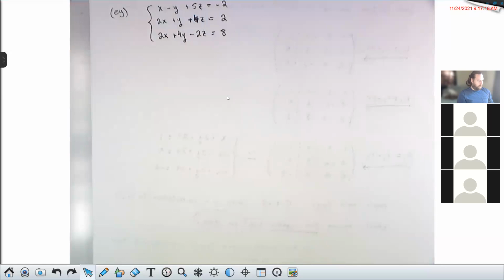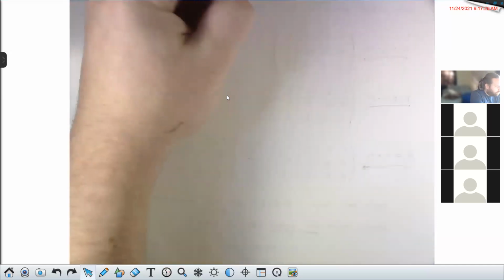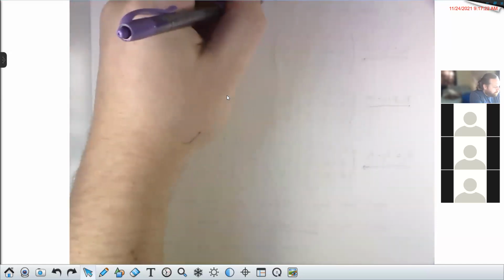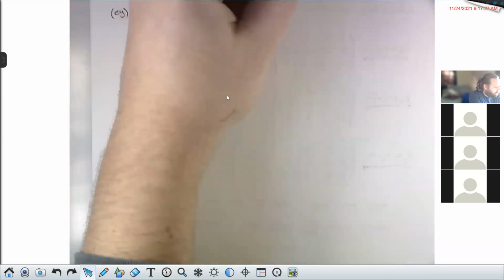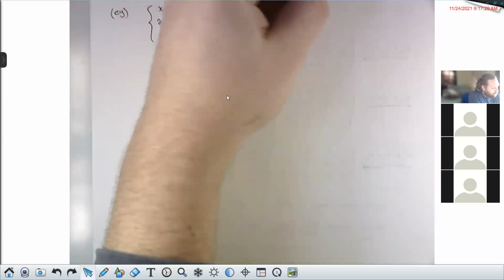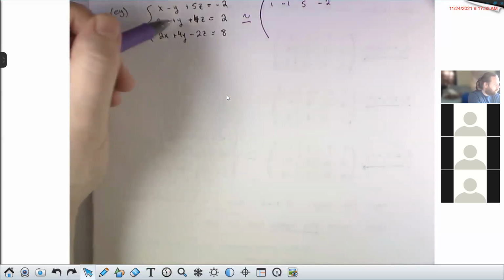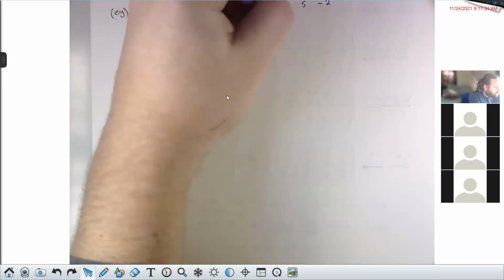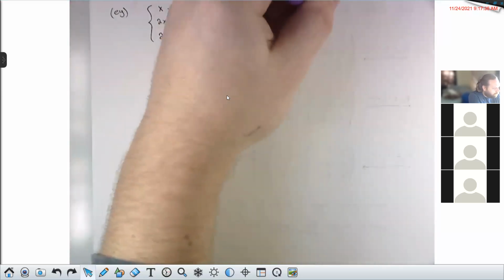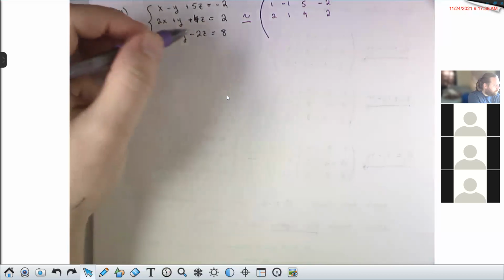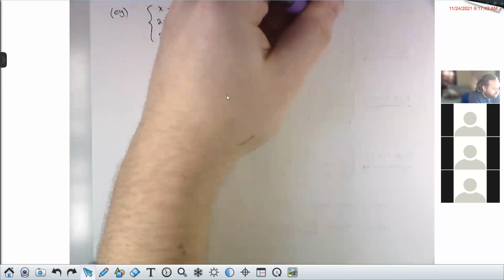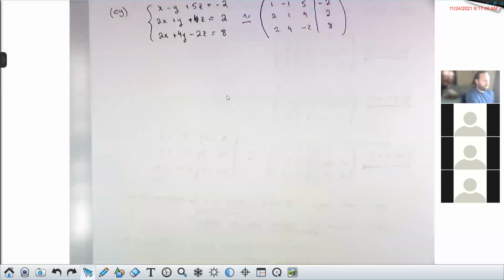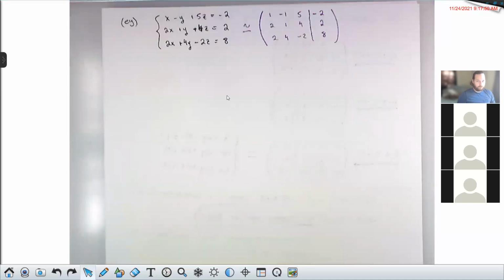All right. We're going to begin by putting this into the matrix form. 1, -1, 5, -2. 2, 1, 4, 2. And 2, 4, -2, 8. There's my augmented coefficient matrix for this system.